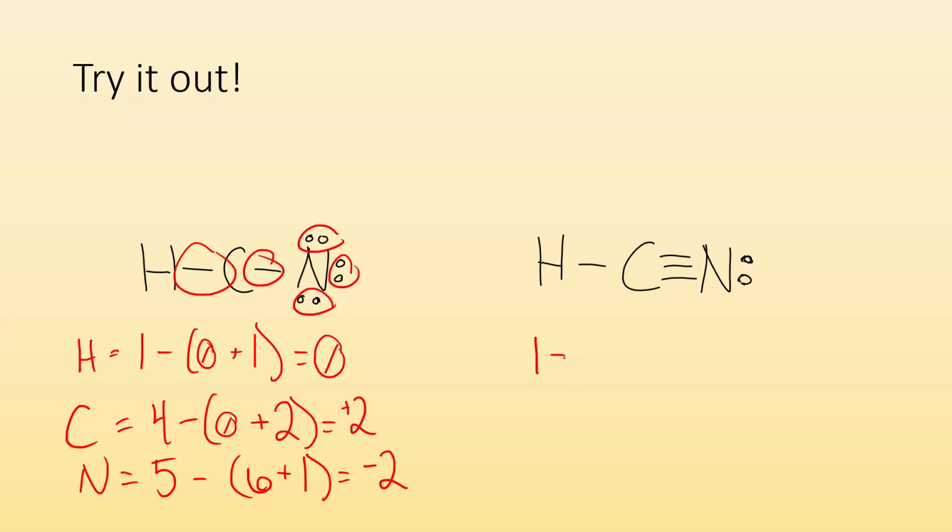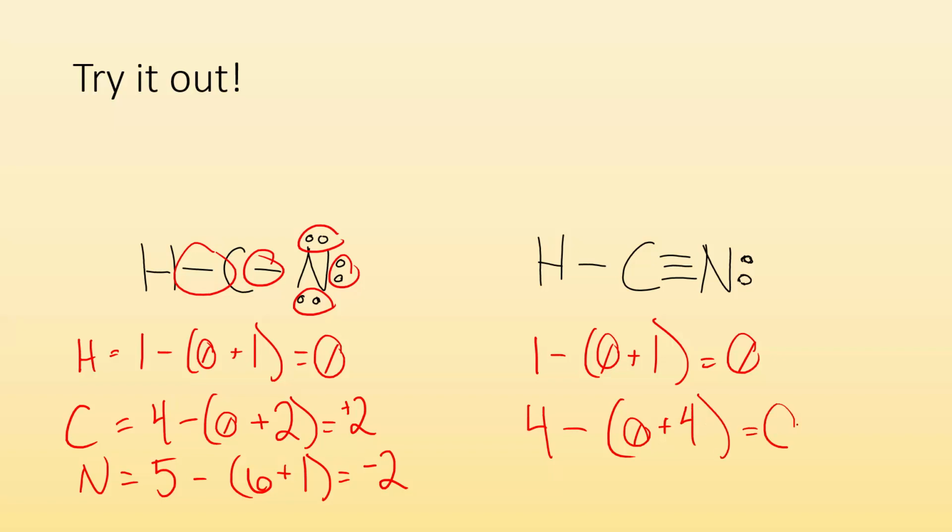Again, hydrogen, 1 valence electron minus, none that it kept to itself, and half of the bonding electrons, which would be 1. So again, hydrogen in this one also has a formal charge of 0. Now carbon, 4 valence electrons minus, well, it didn't keep any to itself, and it made 4 bonds, so half of all those electrons would be 4 electrons, which gives me a formal charge of 0.